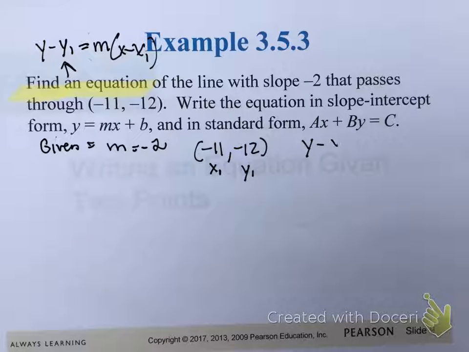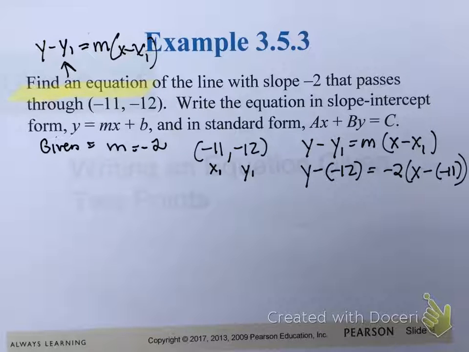So the formula says y minus y1 equals m times x minus x sub 1. Okay, y1 is -12, so I place that inside parentheses and mark it down. m is -2, so I get x minus x1, which is -11, and I plug that in. So I get y plus 12 equals -2 times x plus 11. Okay, I am not done, because now I have to write the equation in both slope-intercept form and in standard form.